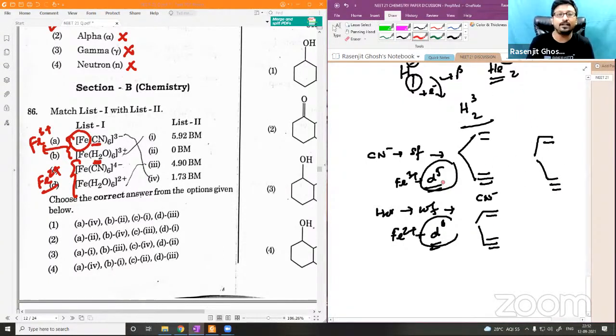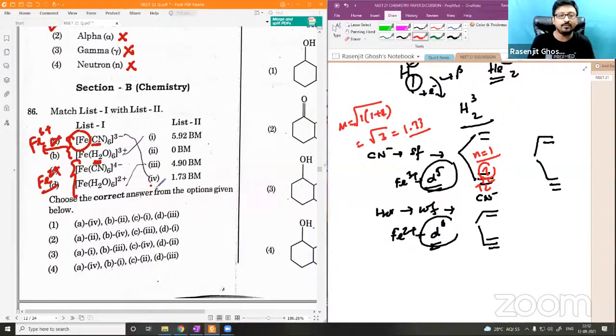Now if I go to the d5, sorry, d5 strong, d5 low spin, that is for the cyanide. So it will be 1, 2, 3, 4, 5. So the number of unpaired electrons is 1. So what is the magnetic moment in this case? Root over of 1 into 1 plus, sorry, 1 into 1 plus 2. That is root 3. That is 1.73. So definitely your option A is coming with 4.